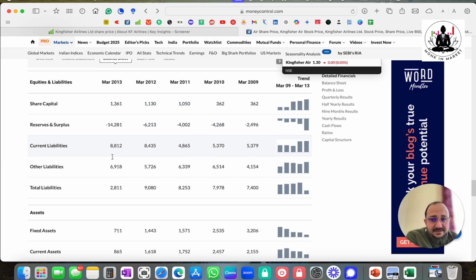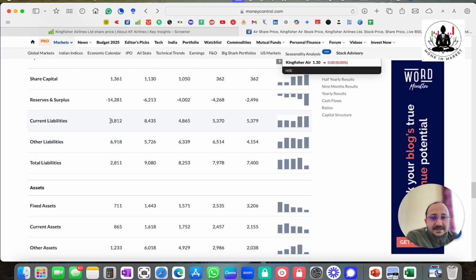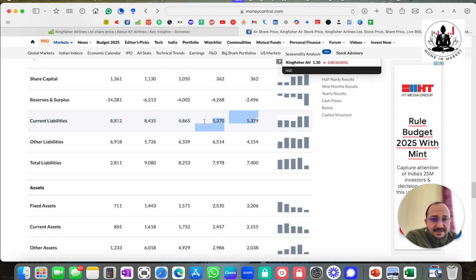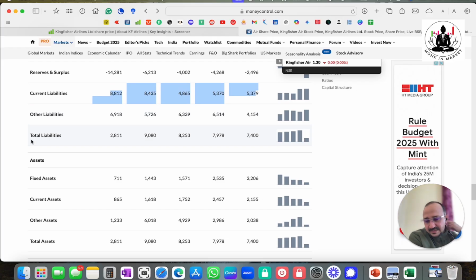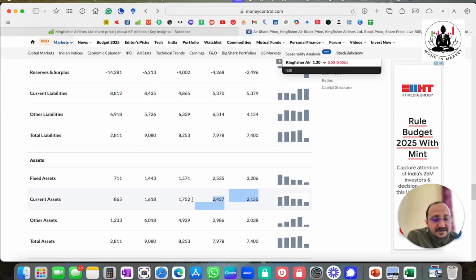Now, second thing, guys, one more thing that you have to see. The current liabilities, right? The liabilities are increasing. Okay, it is increasing, not a good sign. Chalo, liabilities do generally increase, but these liabilities should always be less than current assets. Let's see over here. The current assets are decreasing. Not a good sign. Every year, the liability should be less than the current asset.